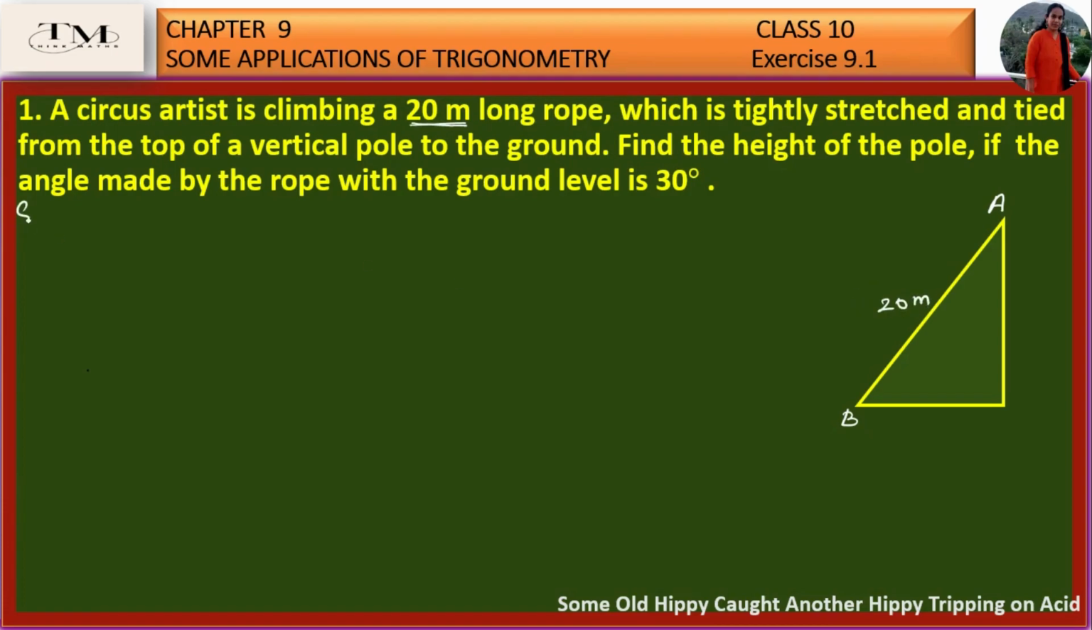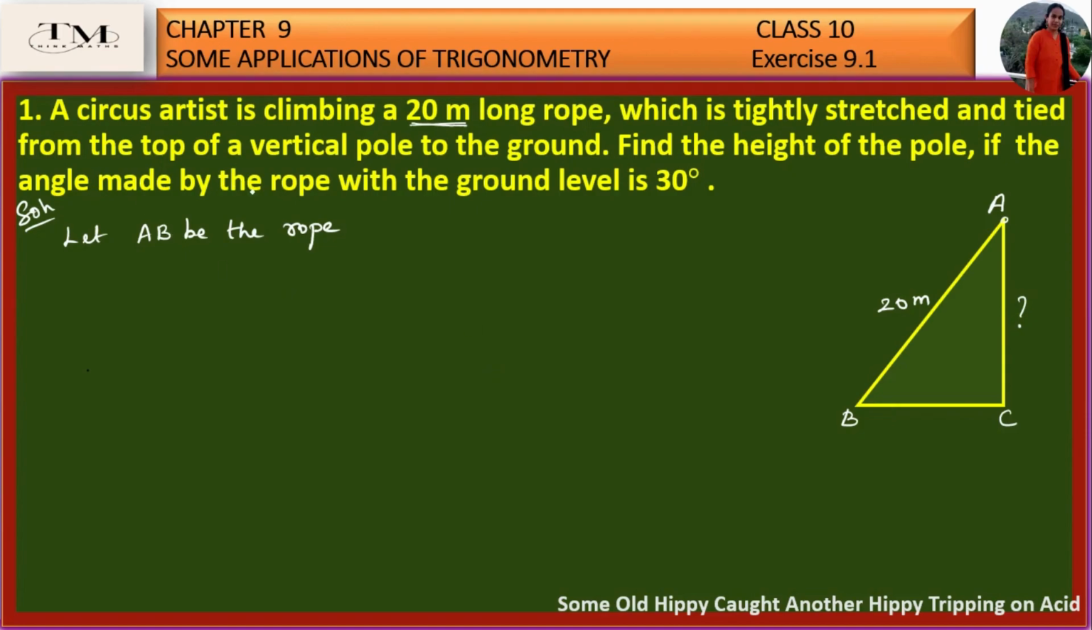So let me start the solution. Let AB be the rope. Next, which is tightly stretched and tied from the top of a vertical pole. So this is the top of the vertical pole. So let us assume AC as the pole. Find the height of the pole. So we have to find AC.